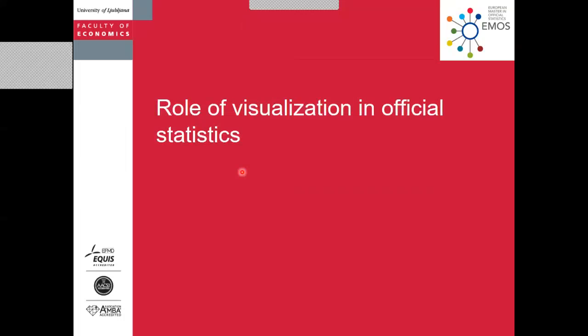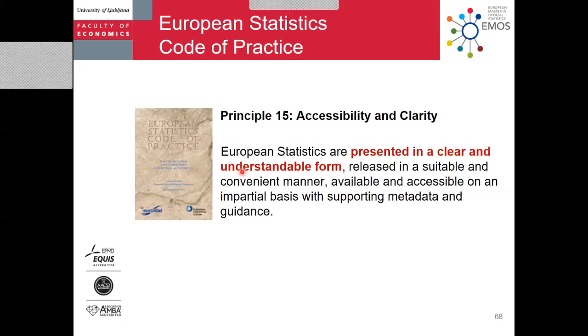Okay, and now to the role of visualization in official statistics. When we think about visualization, we typically think of dissemination. Visualization is not mentioned explicitly in the European Statistics Code of Practice in any principle, but Principle 15 on accessibility and clarity states that European statistics are presented in a clear and understandable form. And there is an indicator that specifies that the form should facilitate proper interpretation and meaningful comparison.